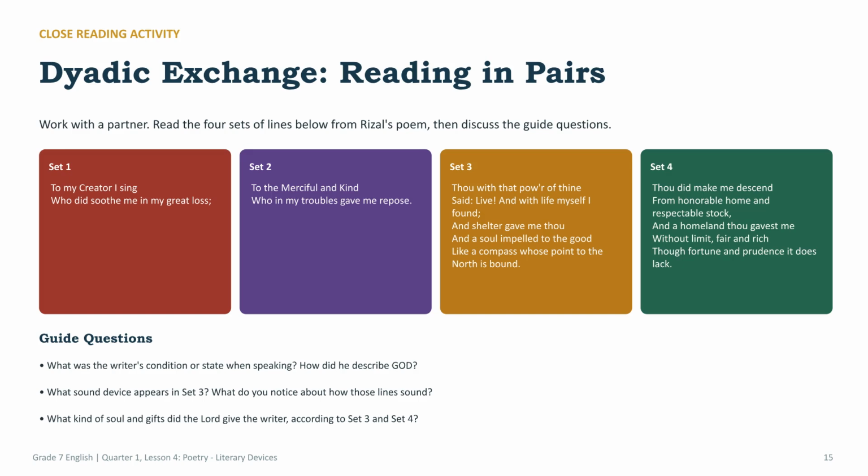Second, what sound device appears in set 3? What do you notice about how those lines sound? Third, what kind of soul and gifts did the Lord give the writer, according to set 3 and set 4? Write your own short answers to these 3 questions in your notebook, or share your thoughts in the comments. I'd love to read how you connect with these lines.